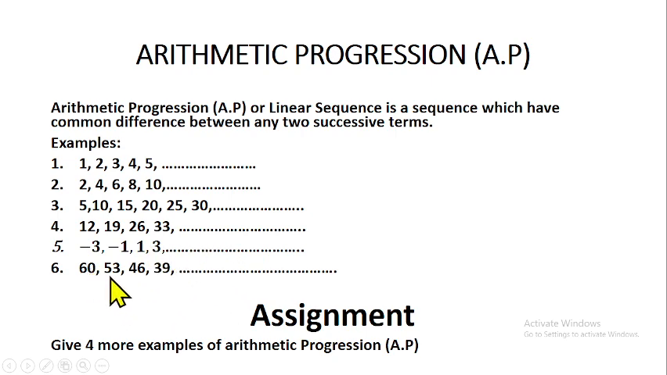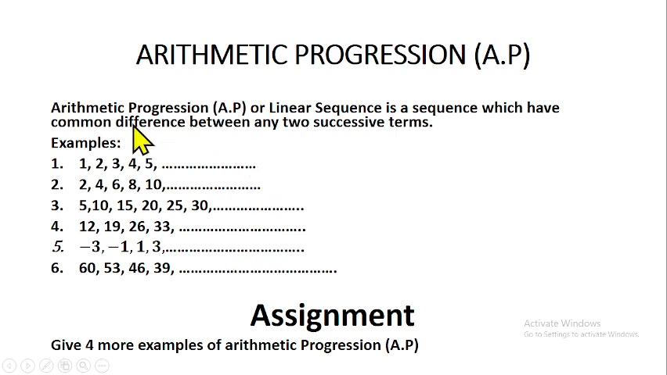We have 60, 53, 46, 39. Does this belong to arithmetic progression? The answer is yes. Let's figure out the common difference. What is the common difference for this progression? The answer is minus 7. 53 minus 60 will give us minus 7. 46 minus 53 will give us minus 7. 39 minus 46 will give us minus 7 as well.